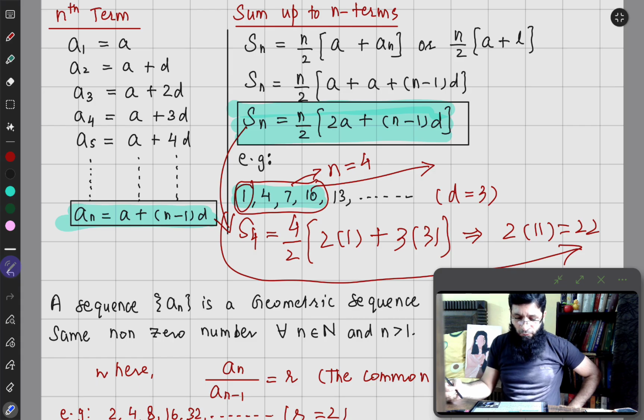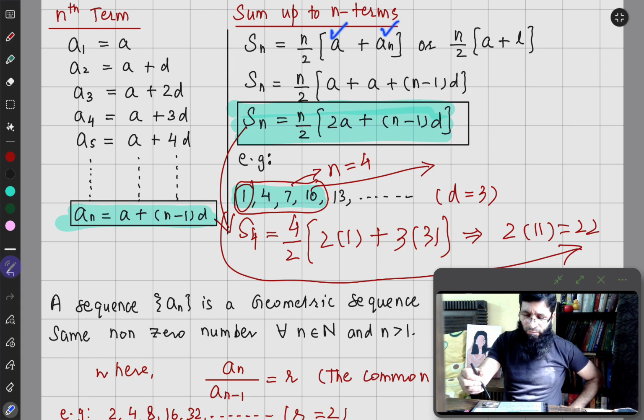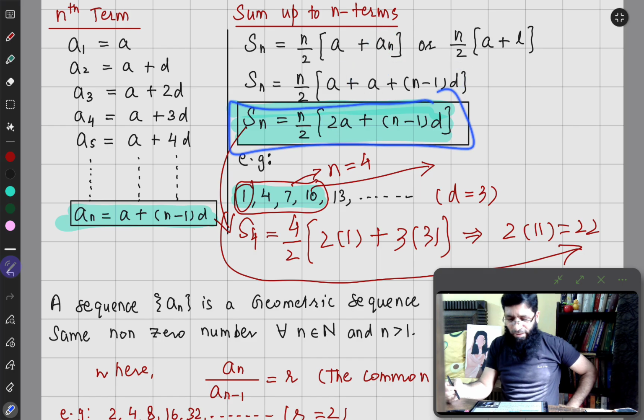Similarly, you have the formula for the sum up till n terms. It is basically the first term plus the last term, you can also say A plus an or A plus L, multiplied by n by 2. Now you have seen the expression for the nth term of the sequence. It is basically A plus (n minus 1)D. So if you add this one, A plus A, this will become 2A. So this is the expression for the sum up till n terms.